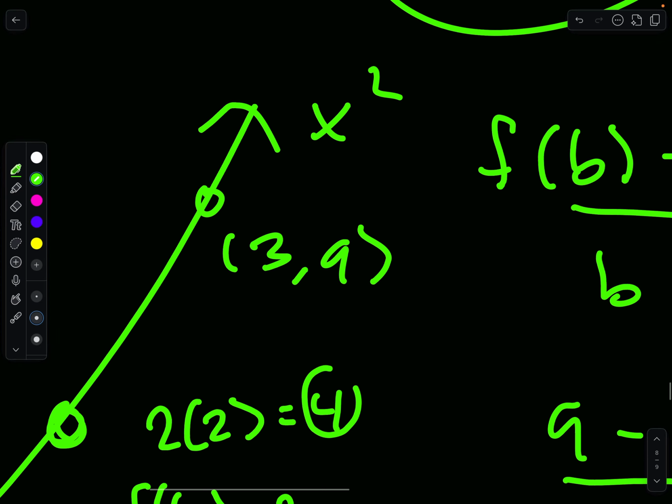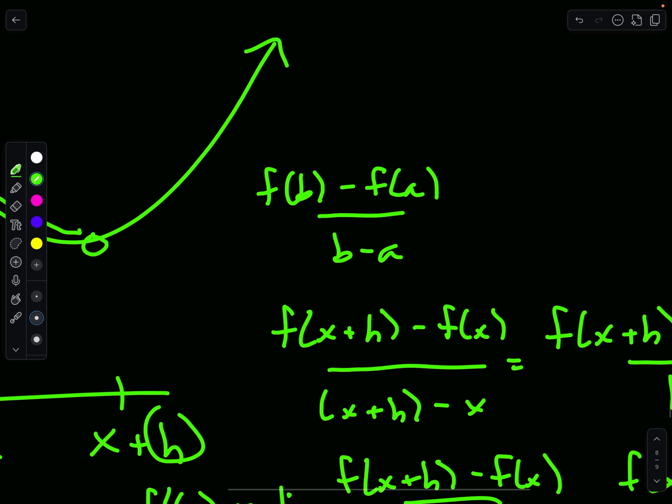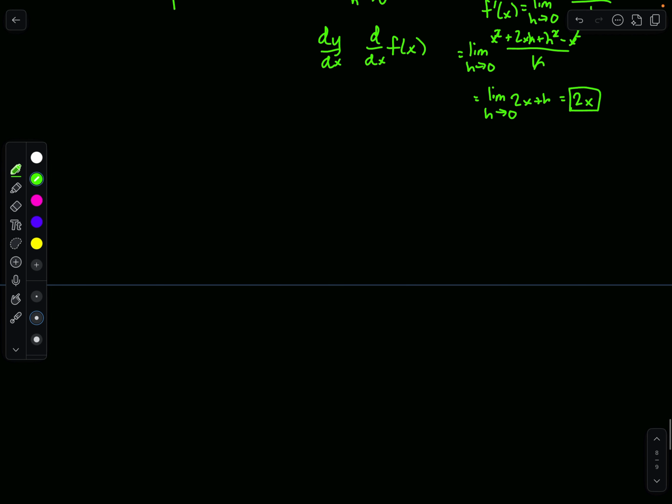At (3, 9), it would be 2 times 3 equals 6. That would be the slope of the tangent line at (3, 9). So that's how to compute the derivative using the formal definition. Now let's look at some practice problems.